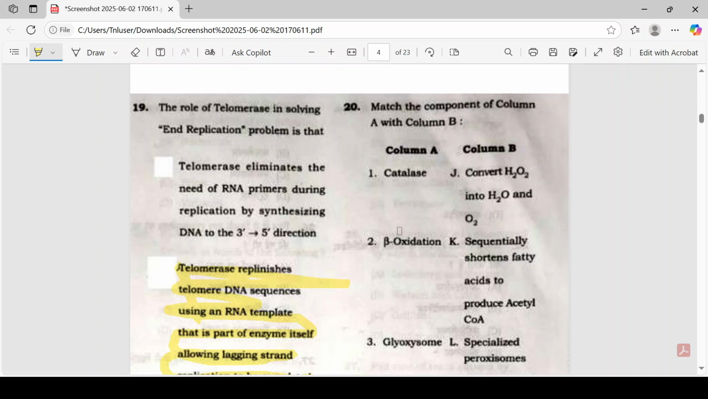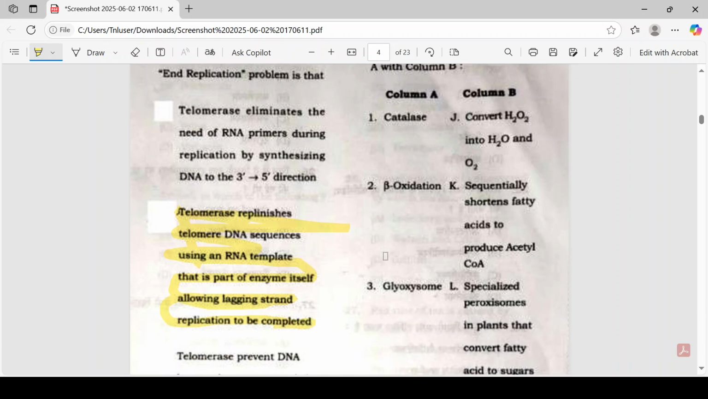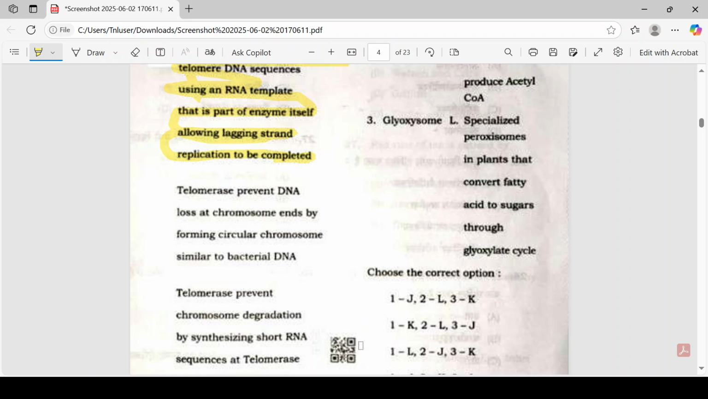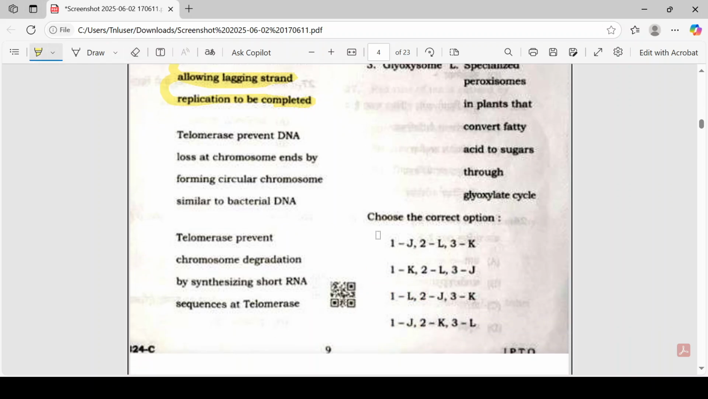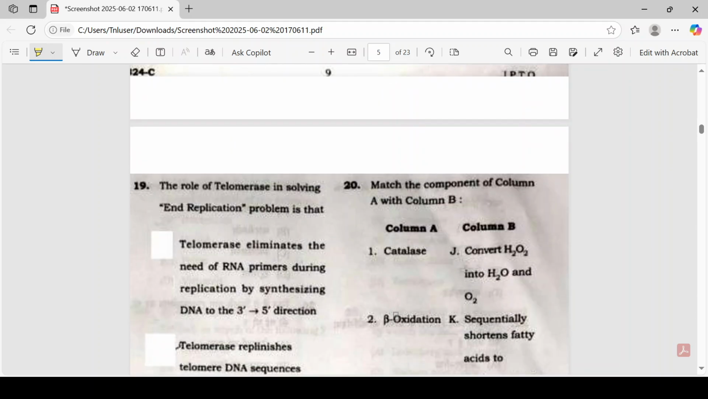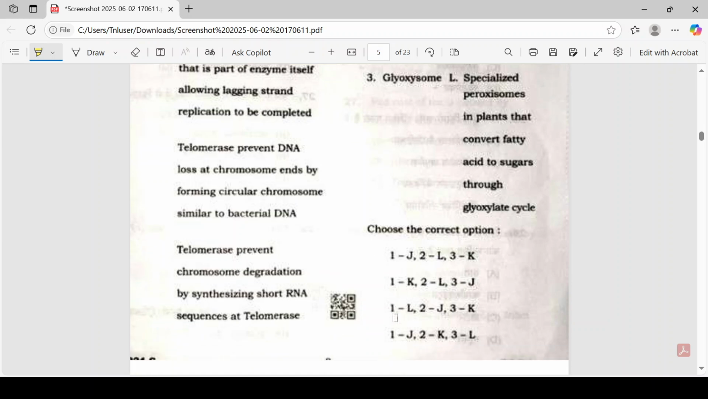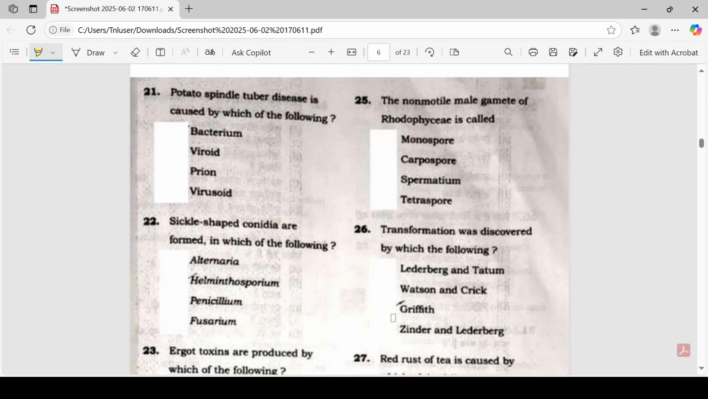So again, we have some components in column A, match the column type question, and some components in column B. And the correct answer to this particular question will be option number D. So, for question number 20, the correct answer will be option number D. Okay, let's now proceed further. I think the page is repeated in this PDF. Yes, here is question number 21.